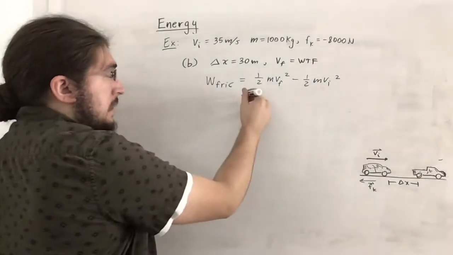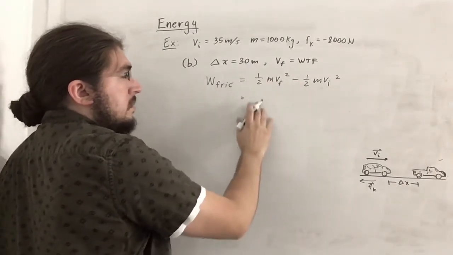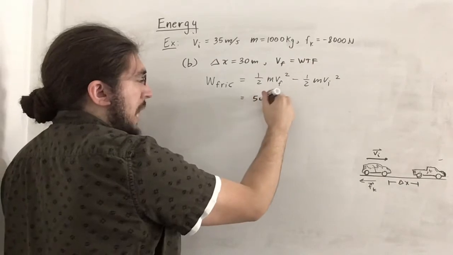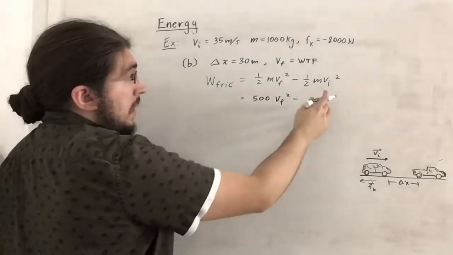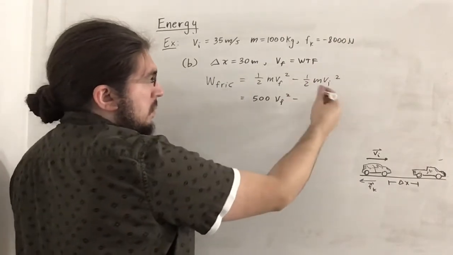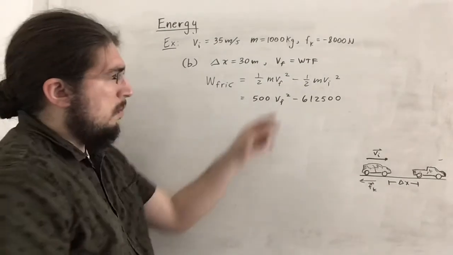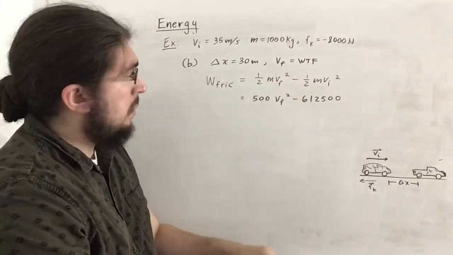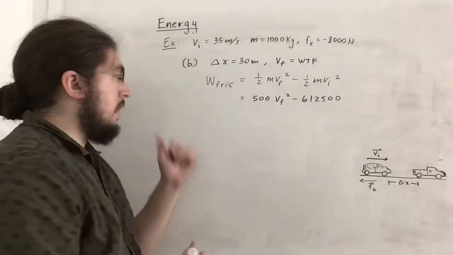Now in this case, we don't know what mvf is. Notice since mass is 1,000, this is just going to be half of that, which is 500. That's kind of nice, we can do that. And vi we know, in fact we calculated this earlier and we got, what, 6,125,000, I think. 1/2 times 1,000 times 35 squared, and yeah, that's what I got. Good, just kind of recalling that.